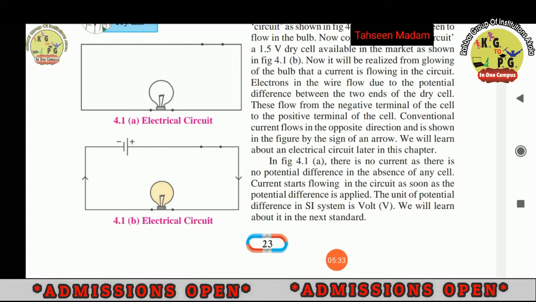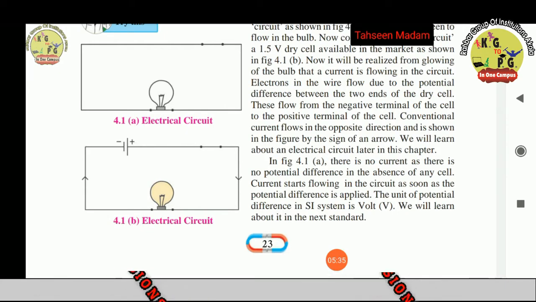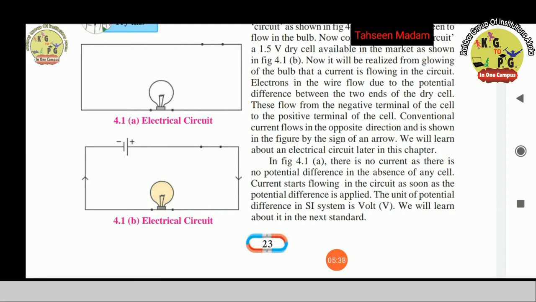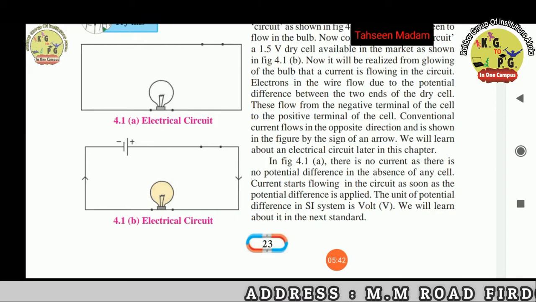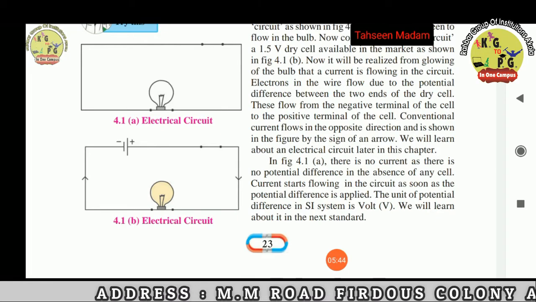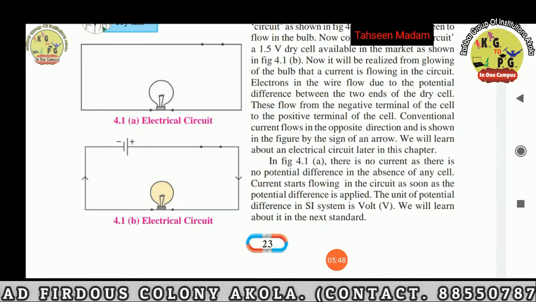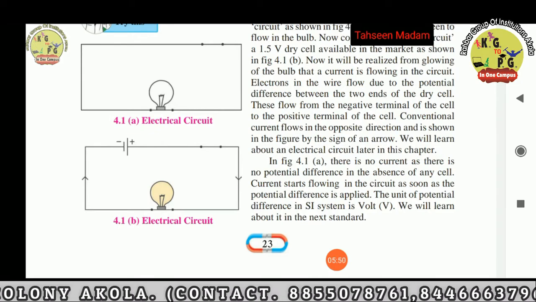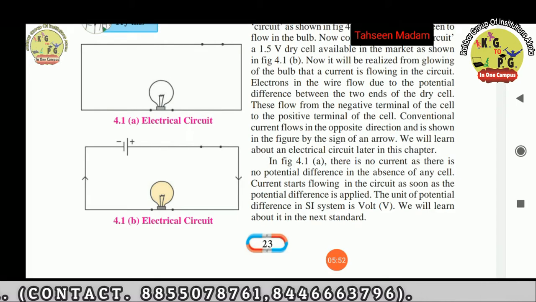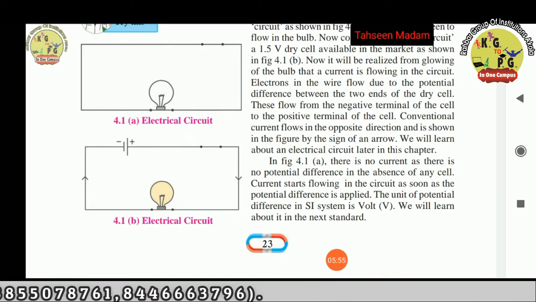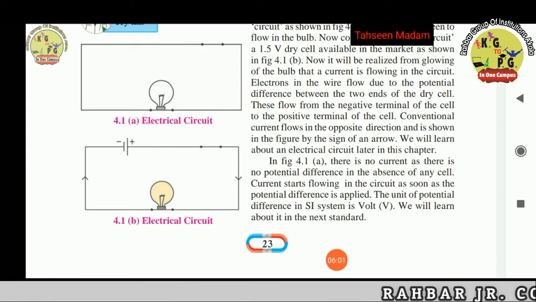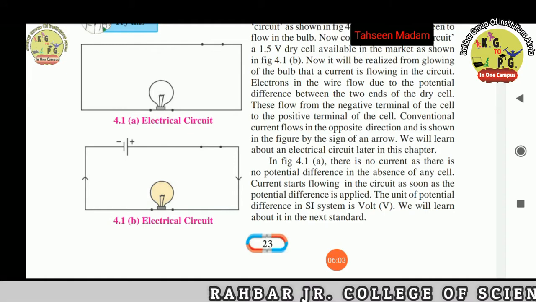We will learn about electric current later in this chapter. In figure 4.1, there is no current as there is no potential difference in the absence of any cell. Current starts flowing in the circuit as soon as the potential difference is applied. The unit of potential difference in the SI system is the volt, V. We will learn about it in the next standard.